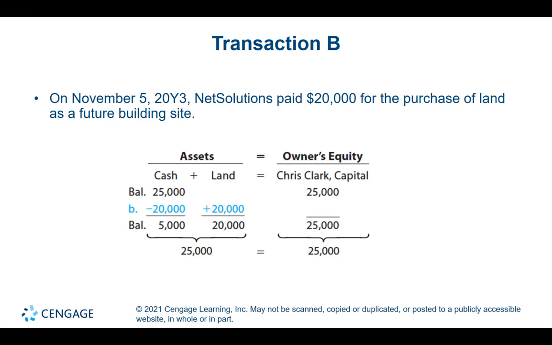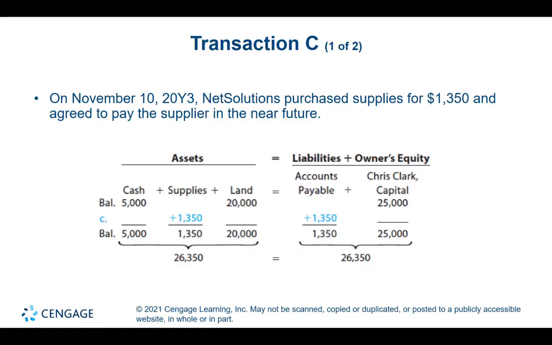But within assets, there are two accounts, cash and land. One increased $20,000 and the other decreased by $20,000. These two accounts offset each other. The impact to assets is zero for this transaction. Assets is still $25,000 and owner's equity is still $25,000. The accounting equation balances. To operate the business, the company needs supplies.